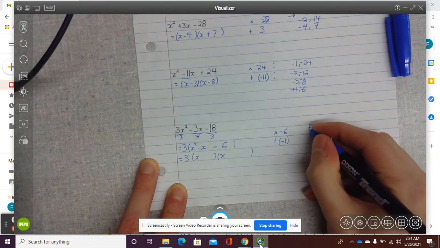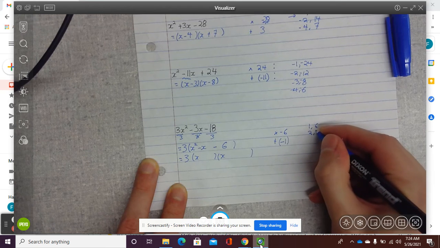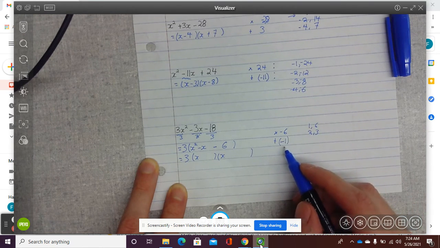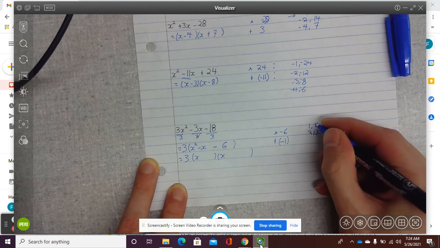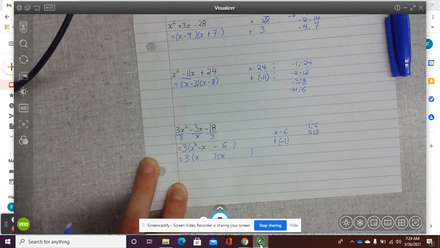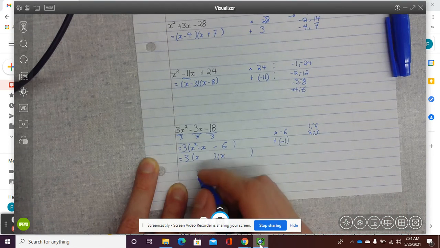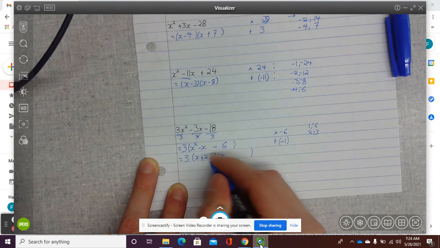So what multiplies to 6? It's either going to be 1 and 6 or 2 and 3. It multiplies to a negative, so 1 will be negative. This time it adds to a negative. So the negative number must be larger. It's got to kind of outweigh the positive. So I've got 2 minus 3 is negative 1, so that's going to work. So I've got x plus 2 and x minus 3.